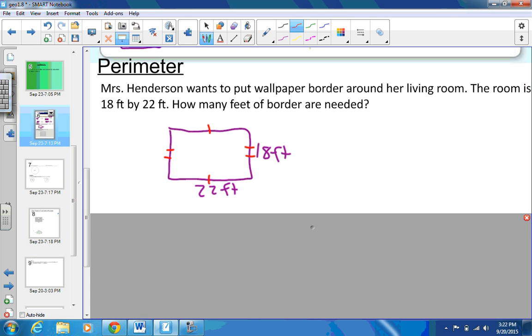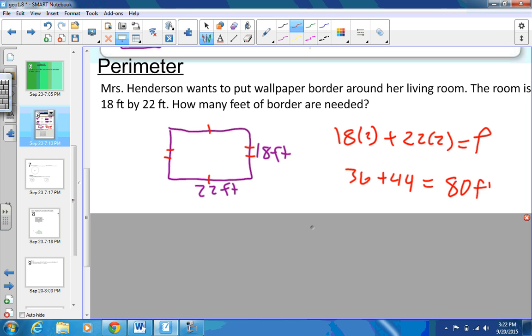So to find the perimeter, you can add up all 4, or you can say 18 times 2 plus 22 times 2 would be the perimeter. That would mean that 36 plus 44 equals 80 feet around the living room.